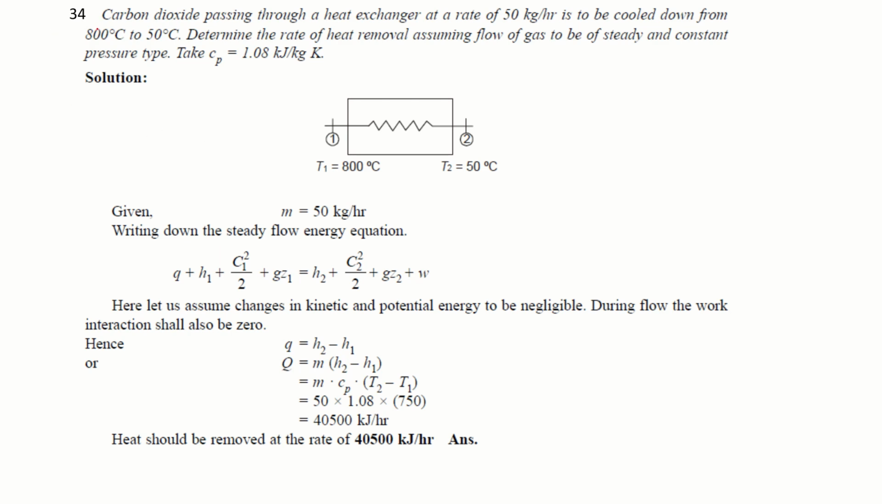Now this example, you just see here, carbon dioxide passing through a heat exchanger. Carbon dioxide enters here, there is a pipe, this is a heat exchanger, as it passes through this. This carbon dioxide is flowing at a rate of 50 kg per hour. Initially its temperature is 800 degrees Celsius, it has to be cooled to 50 degrees Celsius. Determine the rate of how much heat has to be removed, assuming flow of gas to be steady, constant pressure type, take Cp as given.